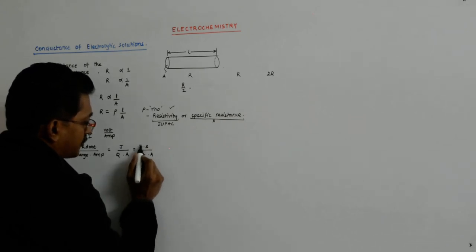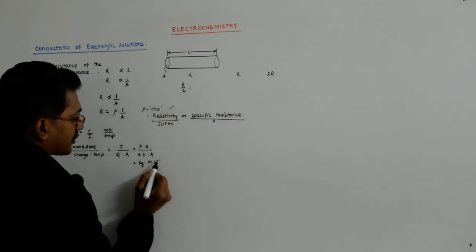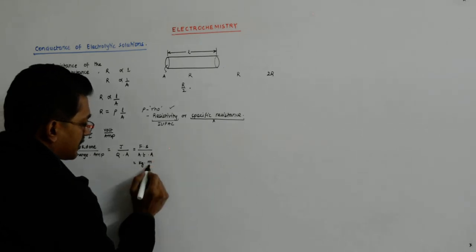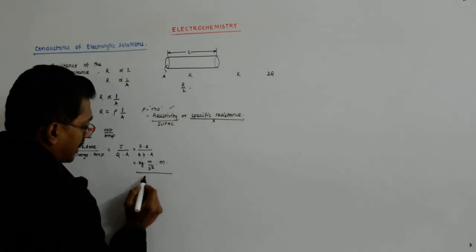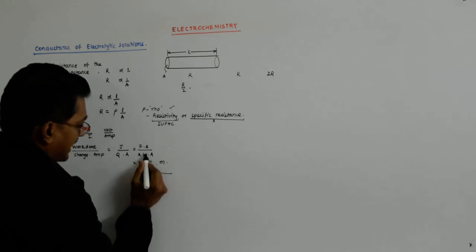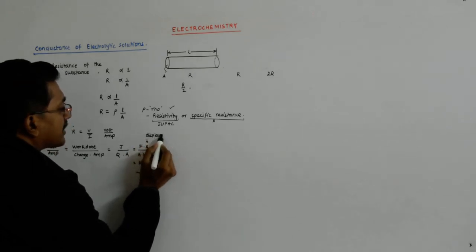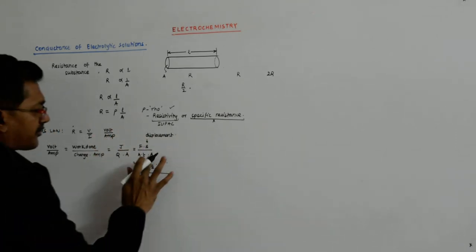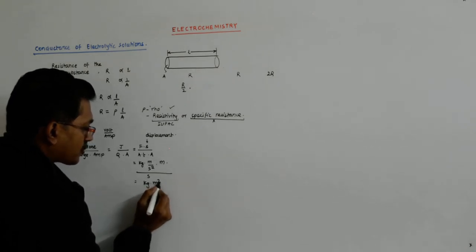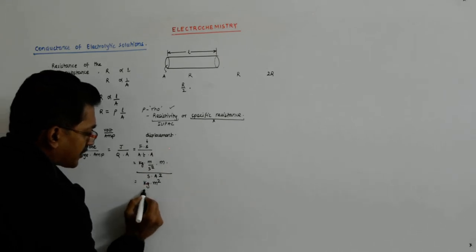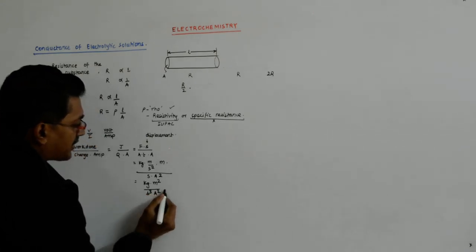Force is mass into acceleration. So kg, acceleration is meter per second square, into meter displacement, divided by second. Don't get confused, this is an informal way of coming to it. So it becomes kg meter square into ampere square, divided by second cube, that is per second cube into ampere square.